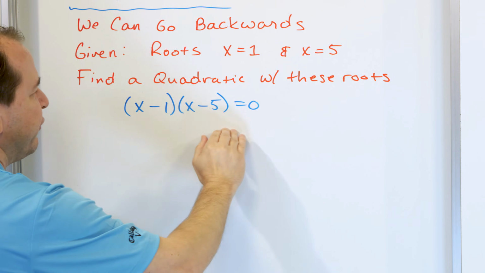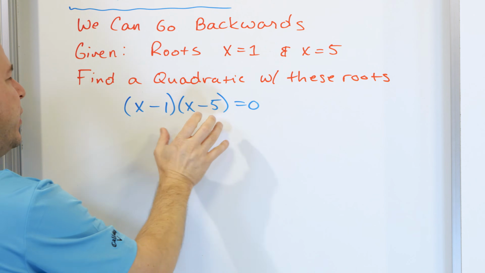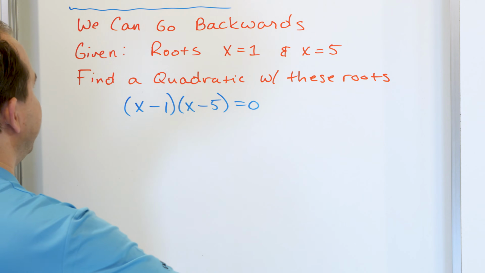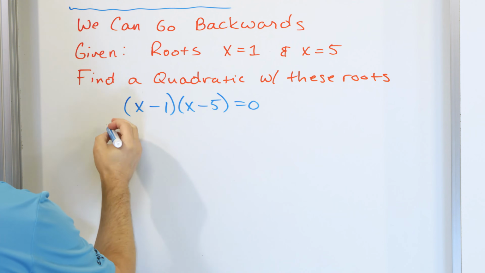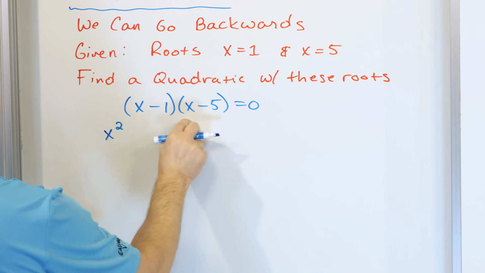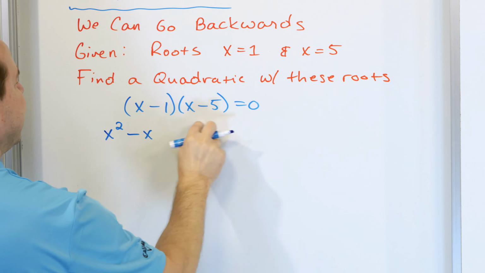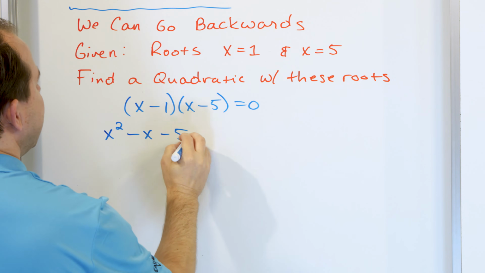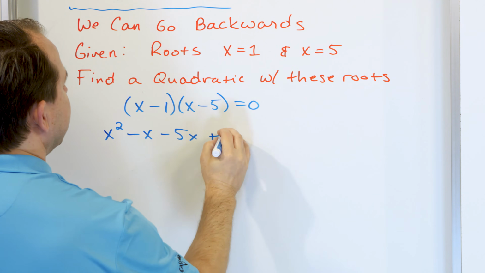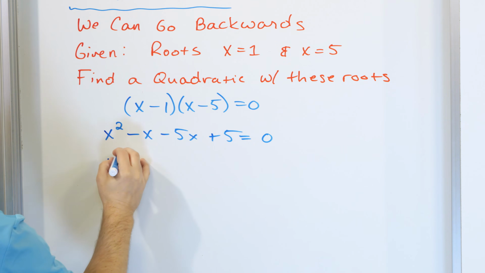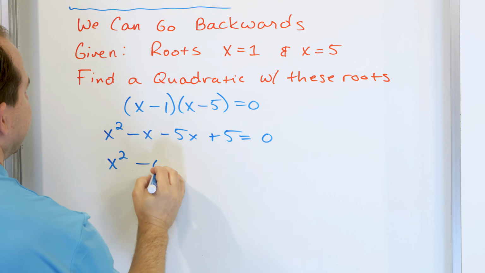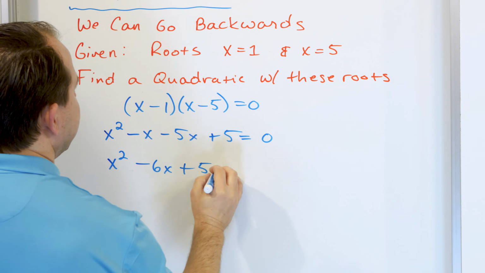Now, this is not the answer you want to circle. This is just the starting point. Now what we do is we multiply all this stuff out, which we, of course, have all done before up above. But let's multiply x times x is x squared. This term gives me negative x. This outside term is negative 5x. And this term is positive 5. Of course, it's still equal to 0. And then I'm going to go ahead and finish it off here. This is going to be x squared minus 6x plus 5 is equal to 0.